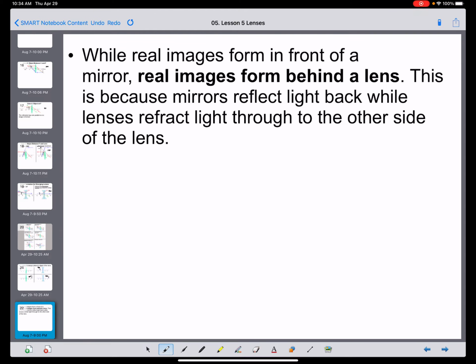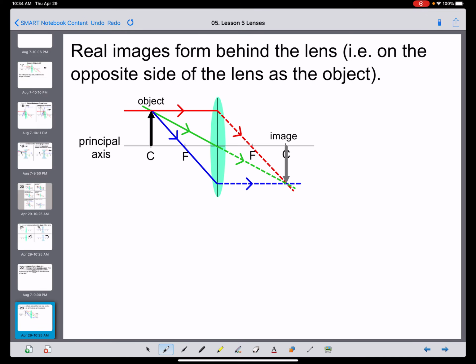So mirrors and lenses, I should say, do 2 opposite things. While real images form in front of a mirror, real images form behind a lens. That's because the mirror and the lens are acting in opposite ways. While mirrors reflect light back, lenses refract light through. So just be careful with that. A way to remember this is that real images always form behind the lens, or another way to think about that is if it's a real image, then the object and the image will be on opposite sides of the lens.